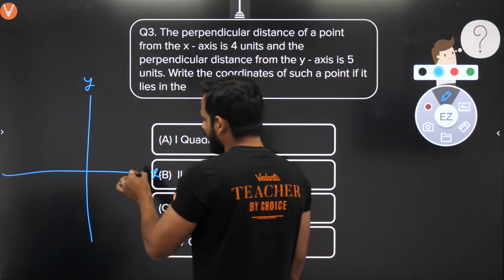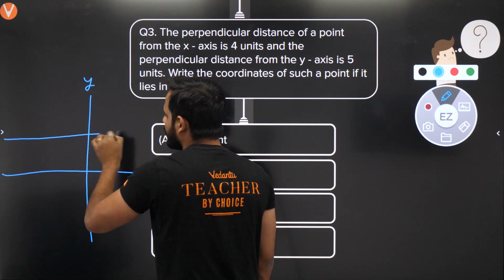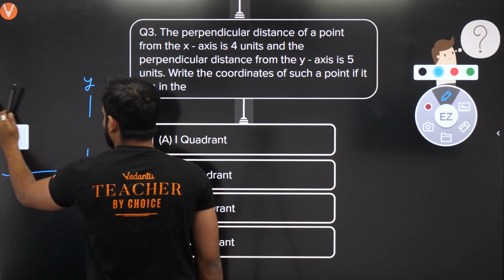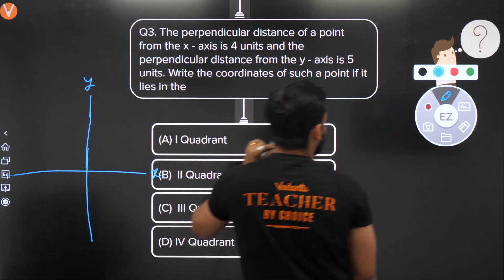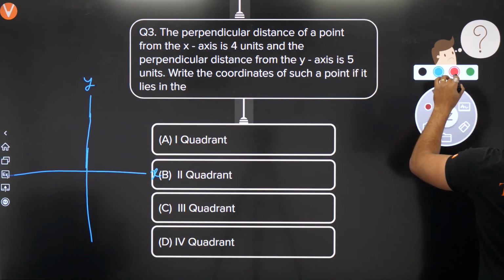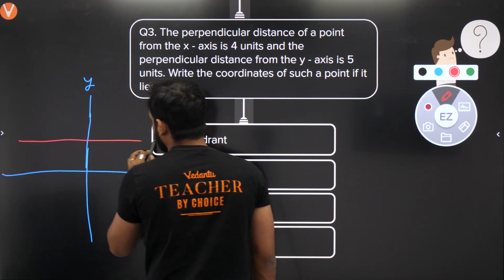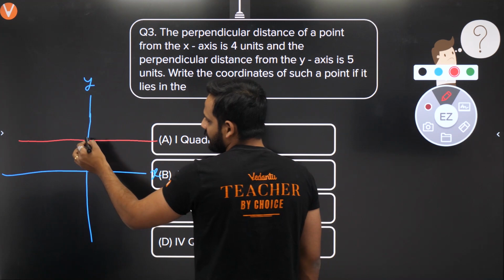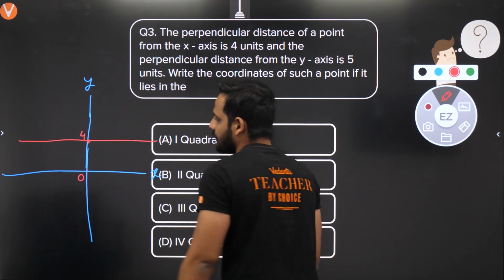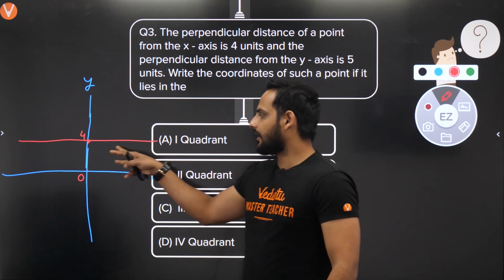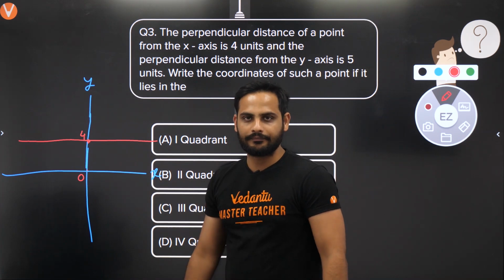So beta, from this x-axis, if I draw a line parallel to the x-axis, let's say here, okay, I have drawn a line parallel to the x-axis, and if I say that this distance is 4, that means here it is 0, so 0 to 4, this distance is 4. So everywhere the distance between this line and the x-axis will be 4.